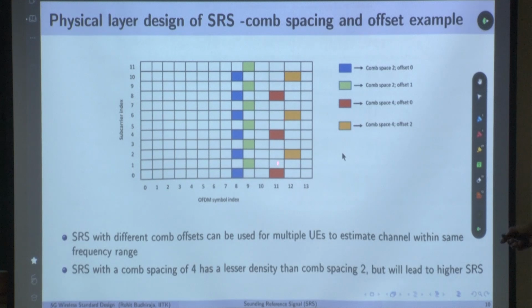Here also the same thing is possible, but with the lower density. So, here you will get better interpolation, here you will get poorer interpolation. It depends on what kind of user this is. If it is, let us say, an IoT user which does not require such good channel estimates, where the data rate is low, this kind of SRS assignment could be done.